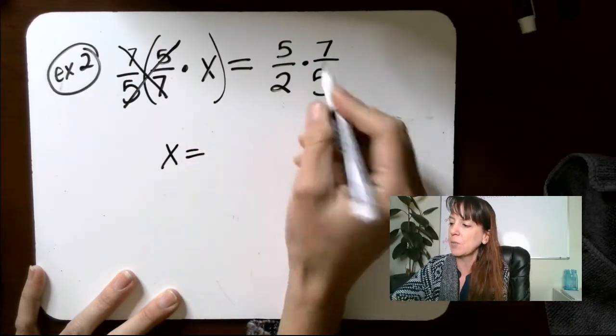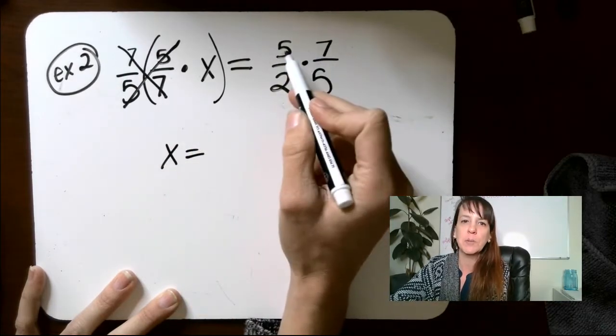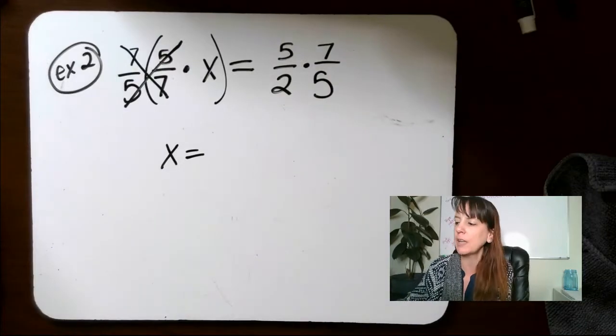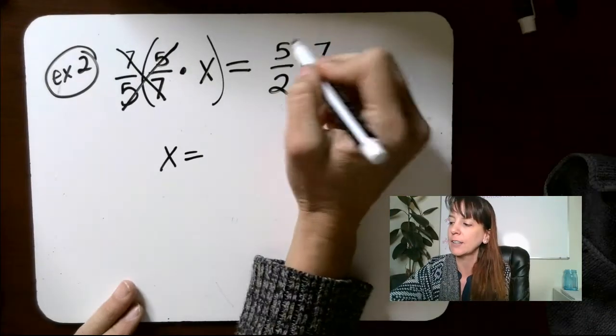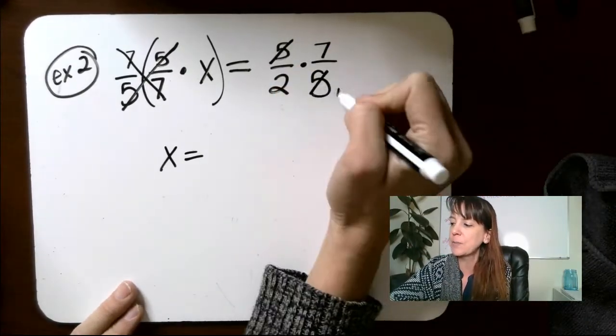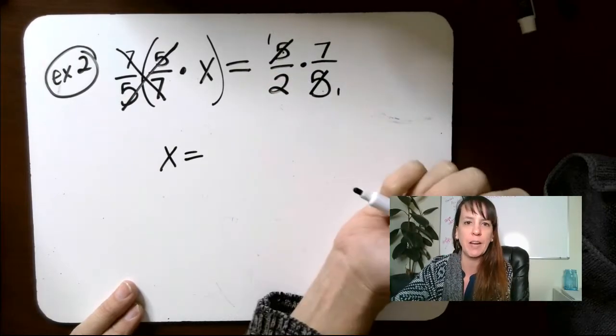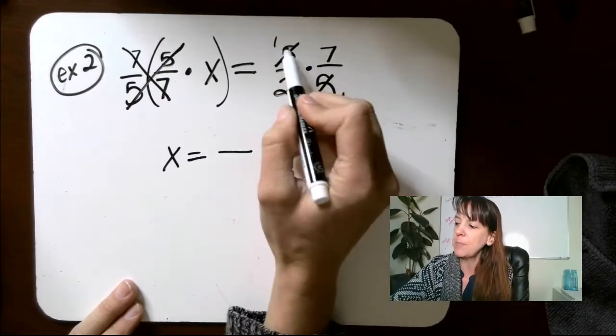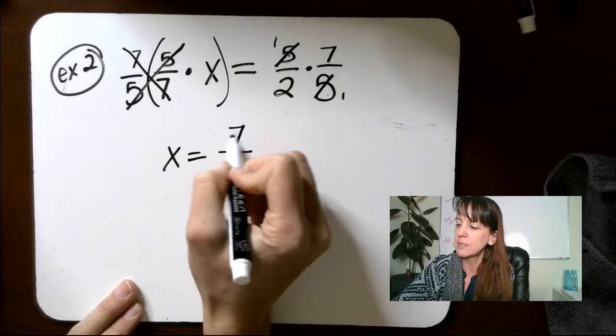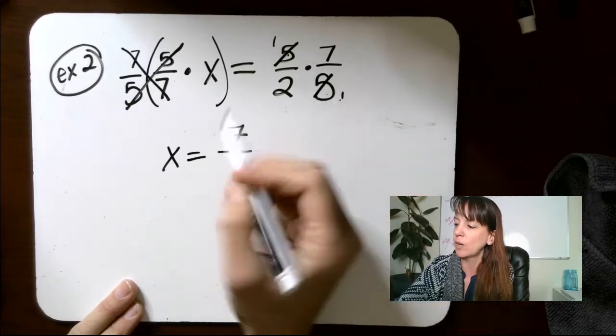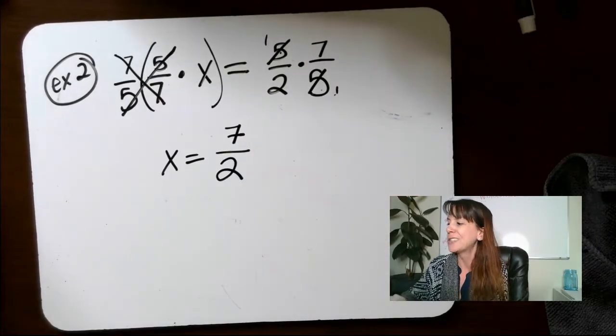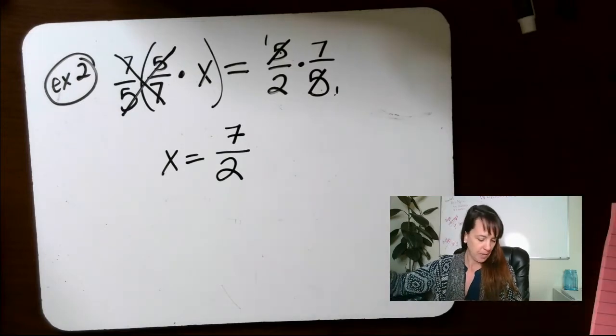So x equals, now we can multiply straight across the top, straight across the bottom, but before we do that, let's cross cancel to make our life easier. This guy and this guy, those both go away. If I divide by 5, divide by 5. So what I have left is, upstairs I have 1 times 7, which is 7, and downstairs 2 times 1, which is 2. So that would be my answer.